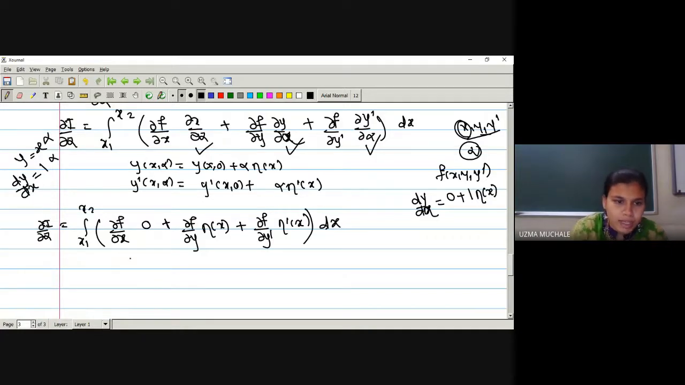What do we have to do? The equation for y dash is given. You have to differentiate this equation with respect to alpha. After differentiating with respect to alpha, this term is 0, plus the derivative with respect to alpha is 1, and eta dash of x is a constant remaining.